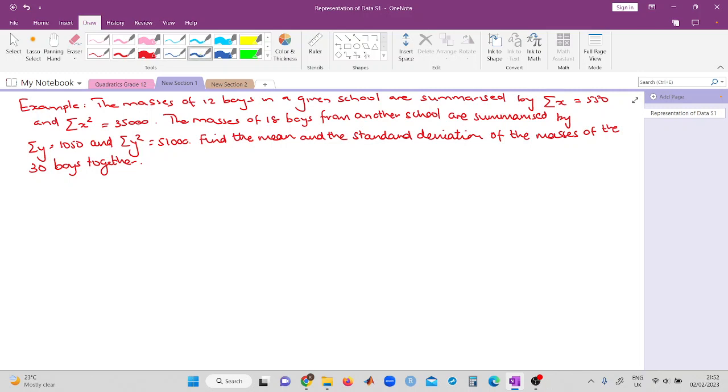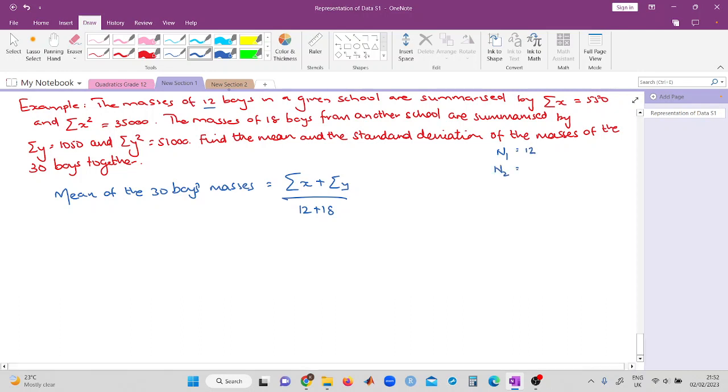Okay, so for the mean, it's easy. The mean of the 30 boys' masses equals the summation of x plus the summation of y, both divided by 12 plus 18. There are n1 observations, which is 12, and n2, which is 18. So when we do n1 plus n2, we get the total of the 30 boys altogether. This gives me summation of x equal to 550, summation of y is 50.